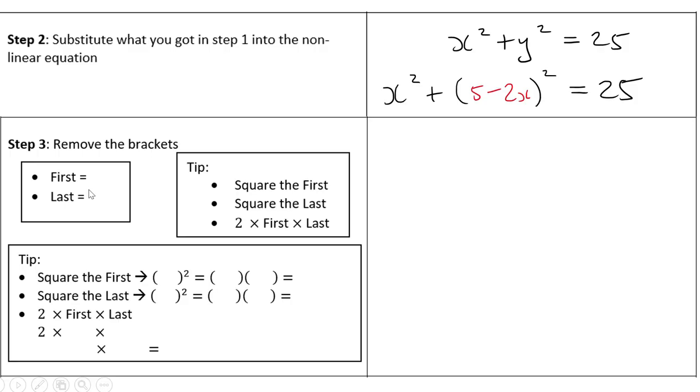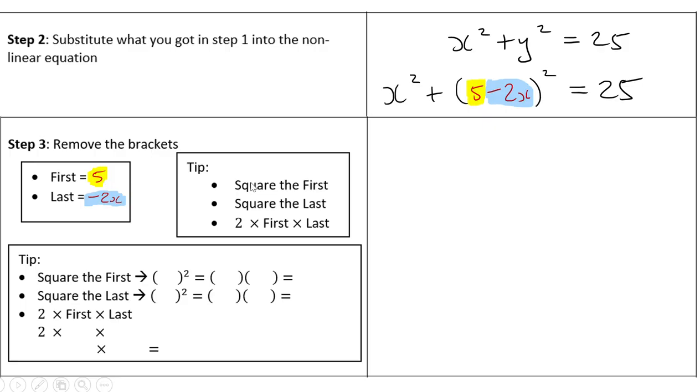Step number 3, remove the brackets. So to remove the brackets here on the (5 minus 2x) squared, this is what we're going to do. We're going to identify first of all the first. The first is 5 inside the brackets. The last is minus 2x. There we go, lovely jubbly.